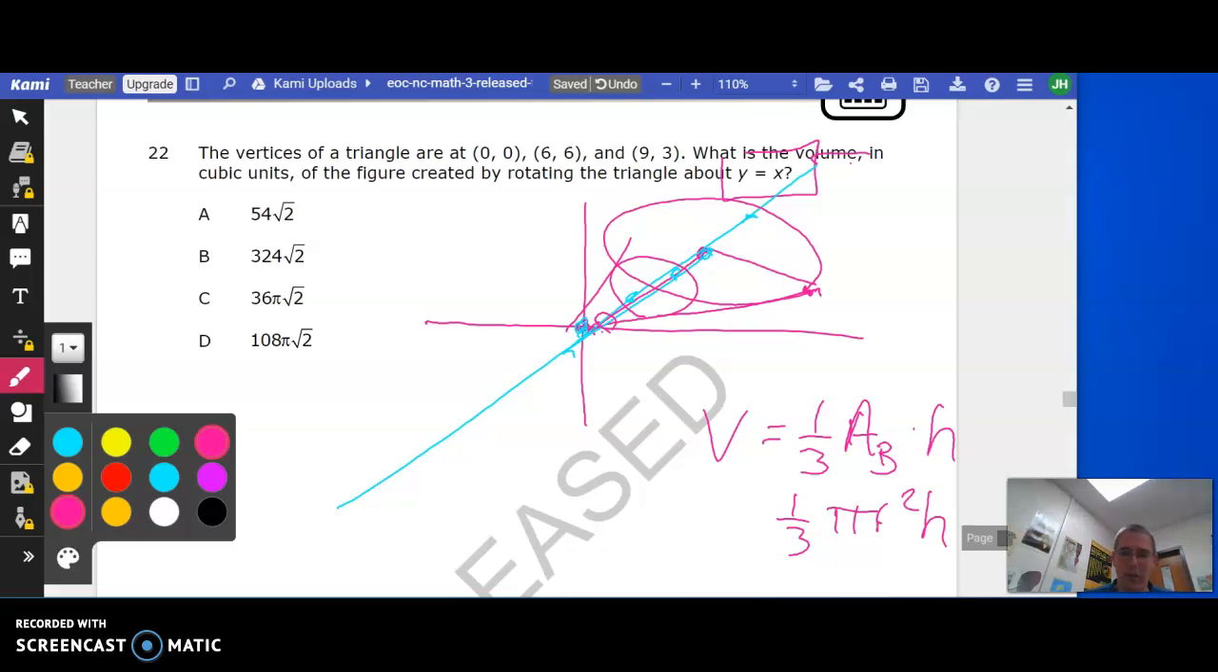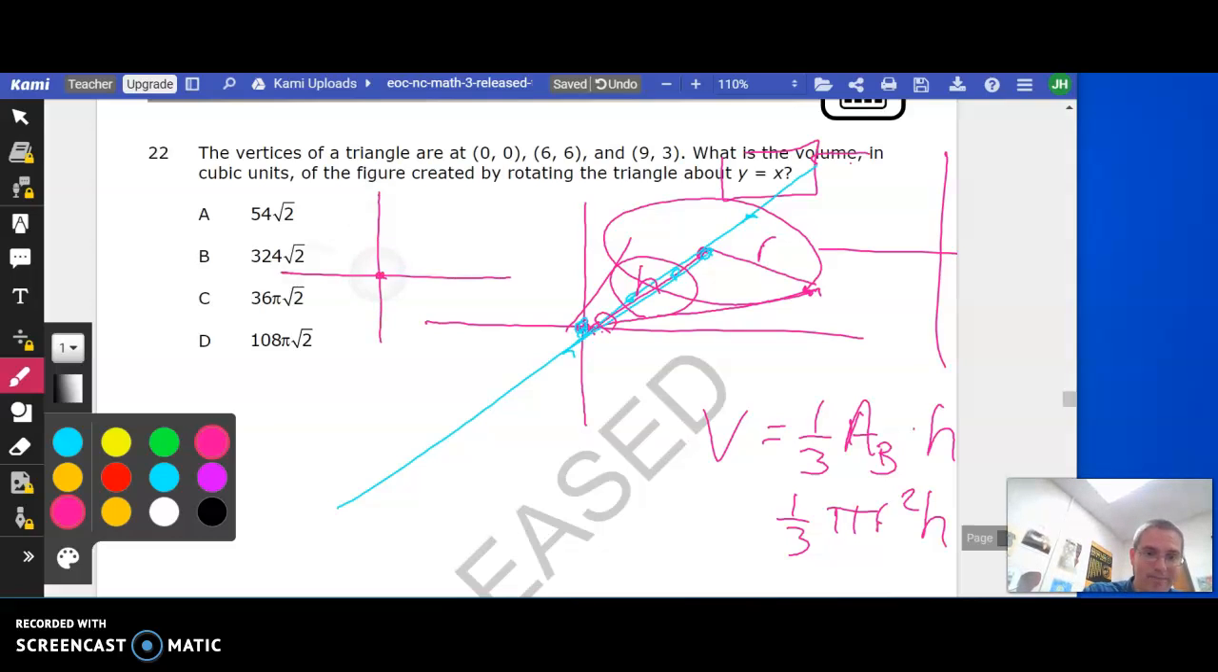Now I'm going to have to figure out the radius and the height. So the radius of this cone would be this length here, and the height would be this length here. So to find out the height, I'm going to redraw some of these triangles because I kind of made a mess of that first one. I'm going to redraw it over here because I've got to be on my page. So that's 0, 0 to 6, 6. And that gives me 6, 6 like that.